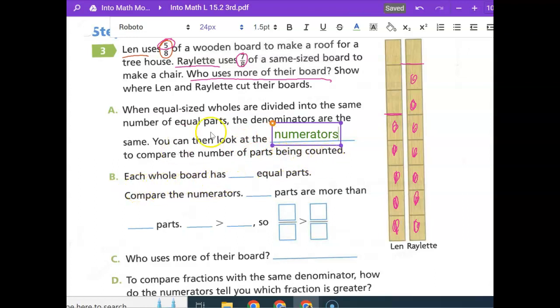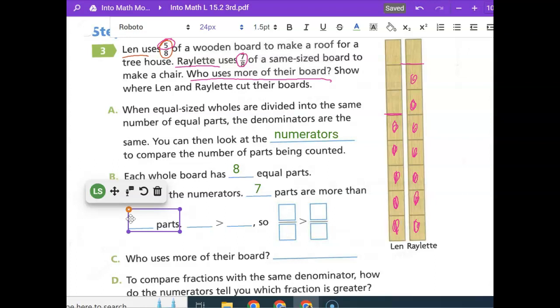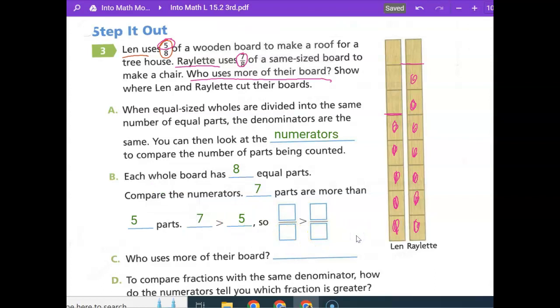Each whole board has how many equal parts? What's our denominator? It has 8 equal parts. Compare the numerator. Blank parts are more than. So Raylette's 7 parts are more than Lynn's 5 parts. 7 is greater than 5. So 7/8 is greater than 5/8.